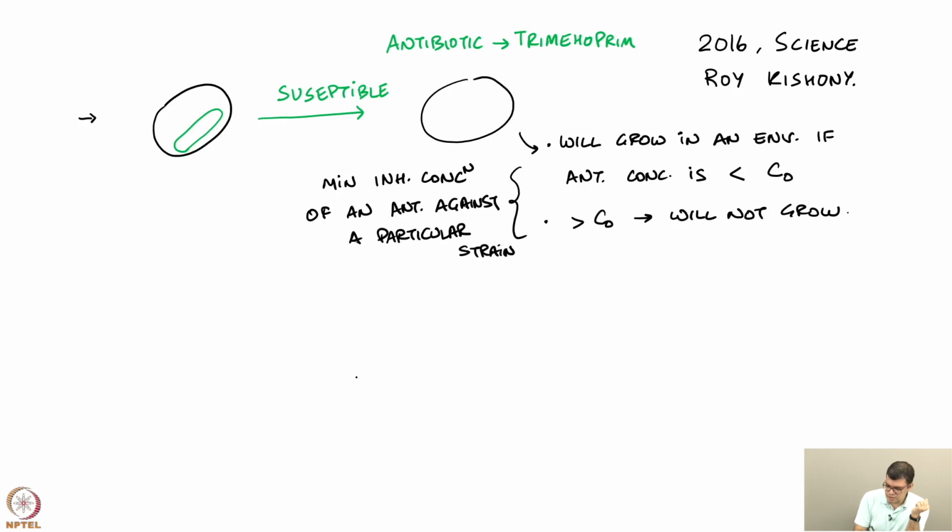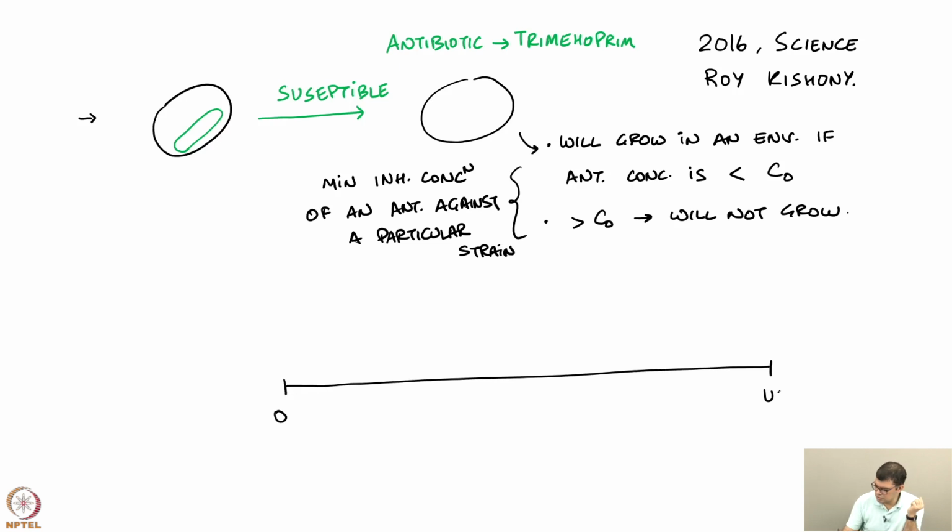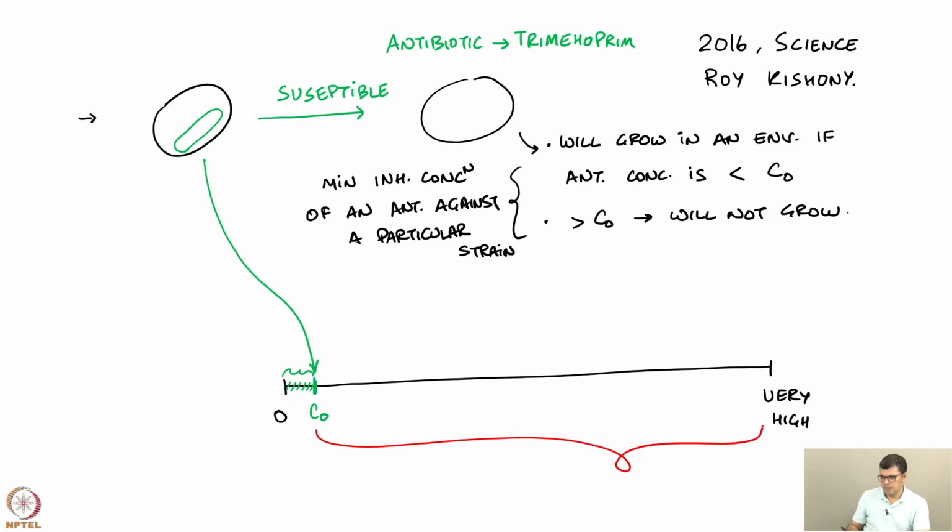Let us imagine that this is a scale which indicates antibiotic concentration. This is 0, this is very high, and in between we have intermediate values of concentration of the antibiotic. Because this strain is susceptible, its MIC would be towards the lower end, something like this. Let us call this C naught. It can exhibit growth in an environment which contains antibiotic in this window, but it cannot grow in an environment which contains antibiotic in this window. So, a very small MIC.